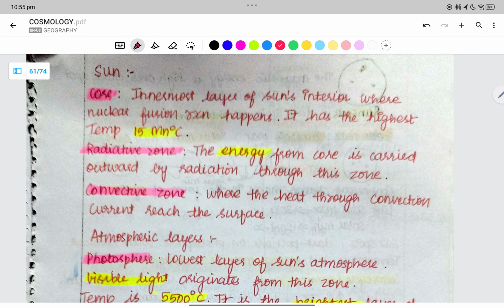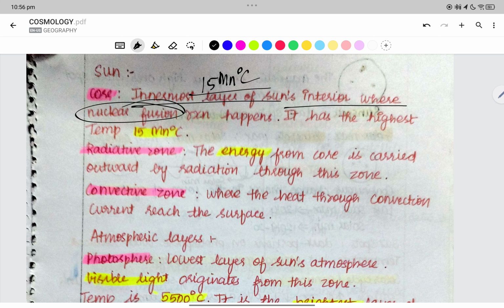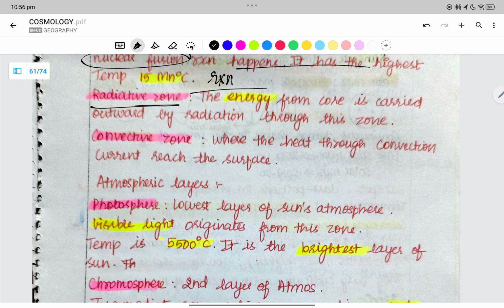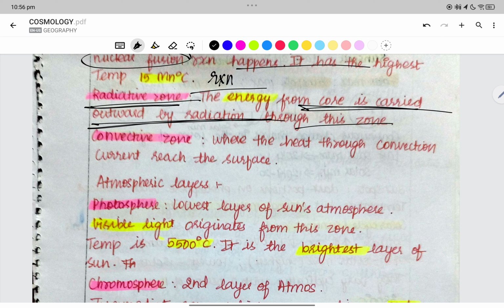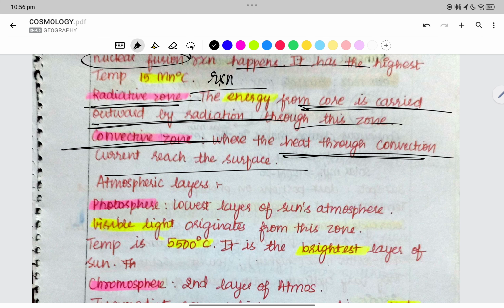Now we are again just going through the sun, right? The core is the innermost layer of the sun, where the temperature is 15 million degrees Celsius. Nuclear fusion reactions take place here, at the highest temperature. In the radiation zone, energy from the core is carried outward by radiation. Then the convection zone, where heat is carried by convection currents.